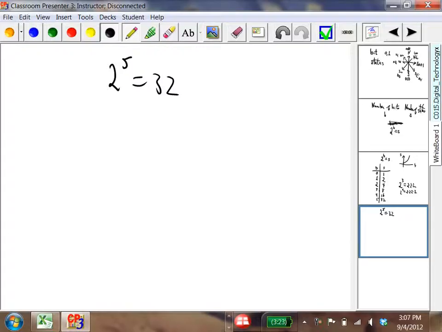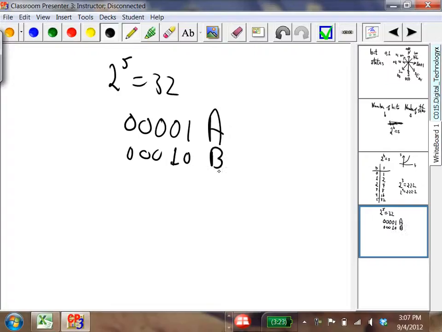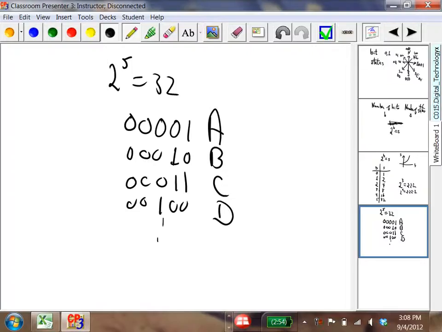But I can let A be 0, 0, 0, 0, 1. That can be A. 0, 0, 0, 1, 0 can be B. 0, 0, 0, 1, 1 can be C. 0, 0, 1, 0, 0 can be D, and so forth. And I get down to Z being 26.